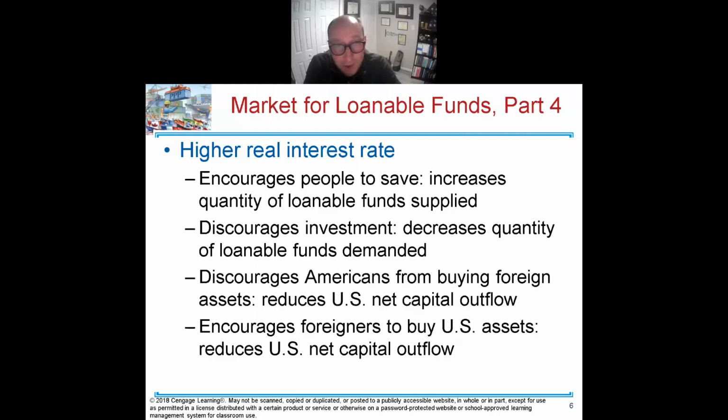And when the interest rates are higher, it also discourages investment, because they'll save instead of investing. It also discourages people from buying foreign assets. We're going to save instead of invest. It also encourages foreign investment in U.S. assets when interest rates are higher in the United States, because they're going to use their home currency, not the United States currency.